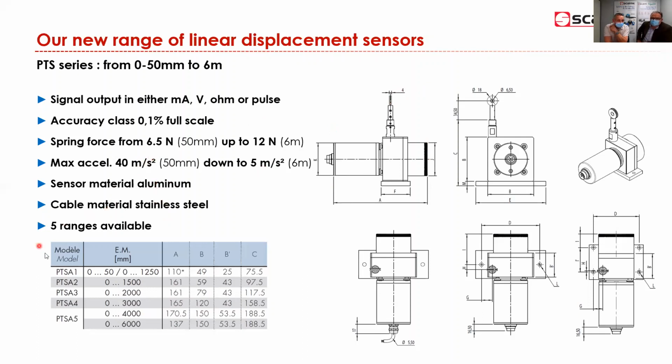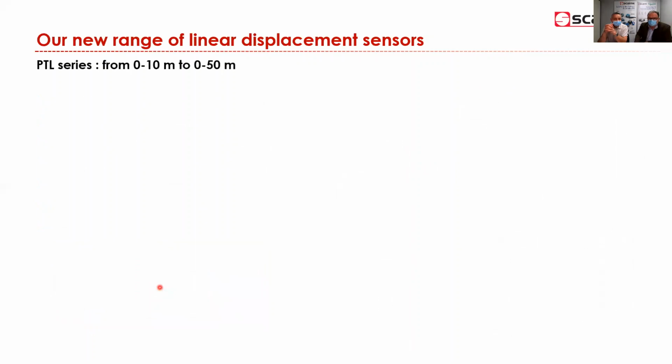And as Philippe already explained, there is a range of 5 units. So 5 dimensions, it depends on the full stroke range. With these 5 different models, we cover all ranges from 50 millimeters up to 6 meters of cable measurement range. So that's pretty simple. Let's have a look at the PTL.